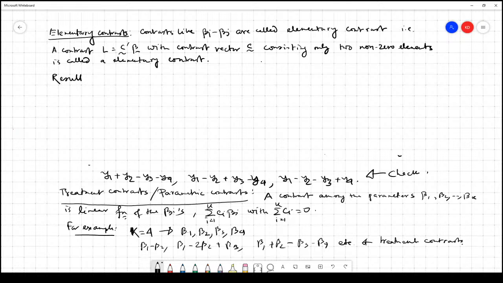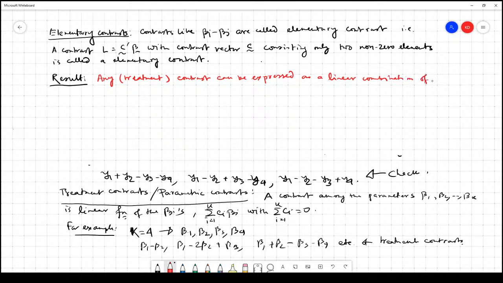Result: any treatment contrast can be expressed as a linear combination of the elementary treatment contrasts. Good.